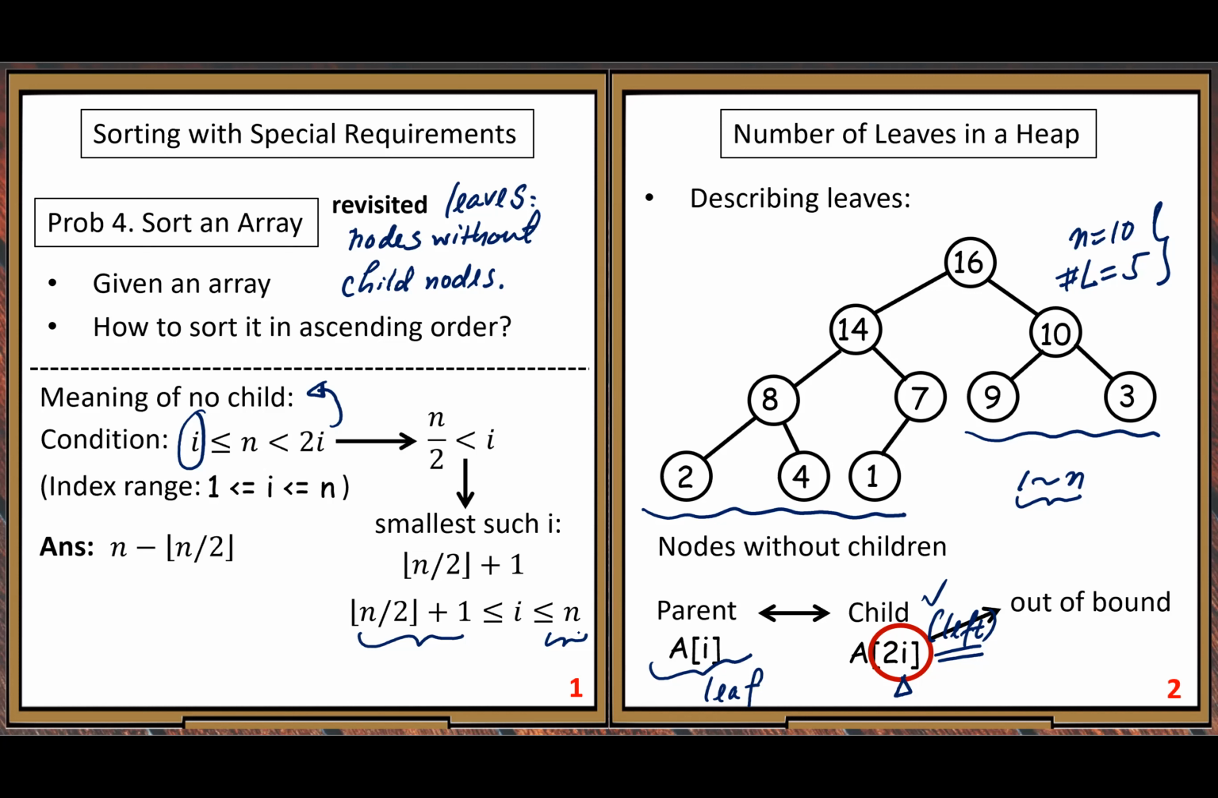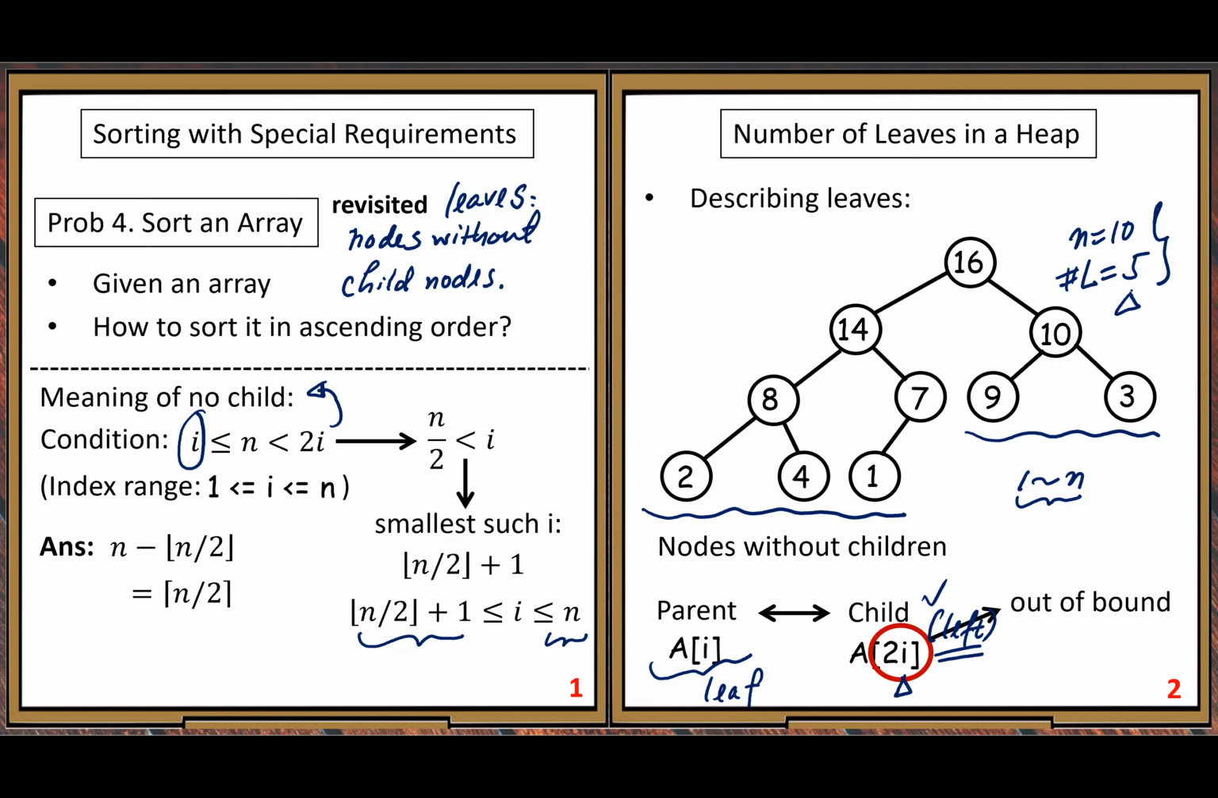So you get n minus floor of n over 2. That is the final expression for the number of leaves in a given heap with n nodes. Then you can check our example here: n equals 10, 10 minus 5, the number of leaves is 5.